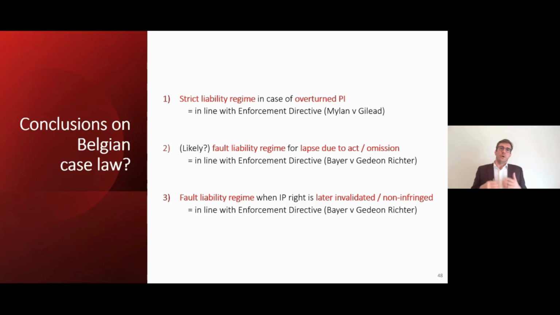And then finally, when an IP right is later invalidated or found non-infringed, and that was the particular subject of the Bayer versus Gedeon Richter decision and of the Mylan versus Gilead decision, if in such case a fault liability regime applies, which it does in Belgium, as I've discussed before, at least in any event under the case law of the Brussels courts, and perhaps also by extension under the case law of the other courts in Belgium, that fault liability regime is in line with the enforcement directive. And it will be important for a defendant to prove either that the IP right holder committed a fault or that he or she abused their rights when enforcing these rights.